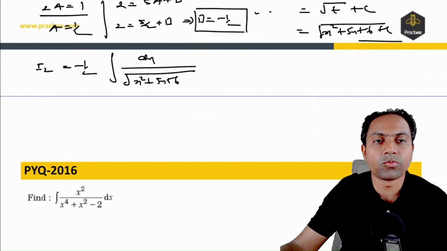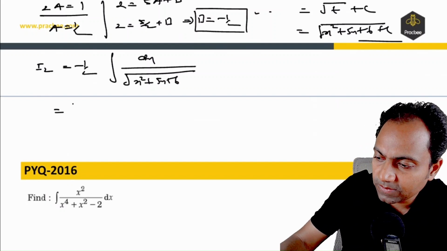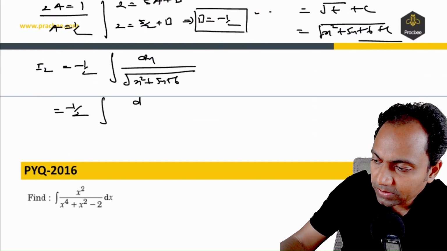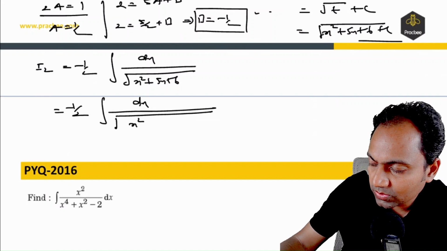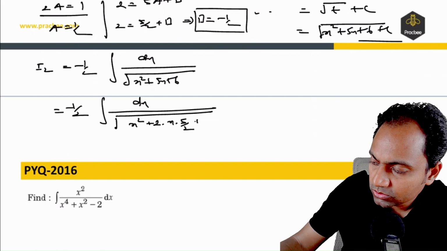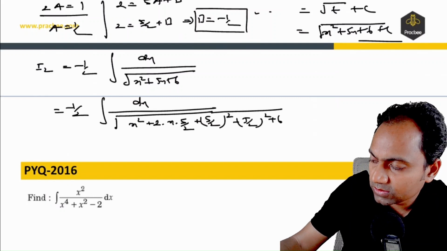Now this is nothing but root of quadratic, and the method is very simple. We need to make a perfect square in the denominator. So that can be done. x square is there. We can write this as 2 into x into 5 by 2. So then we'll have to add 5 by 2 whole square, subtract 5 by 2 whole square. And then we have a 6 waiting for us.